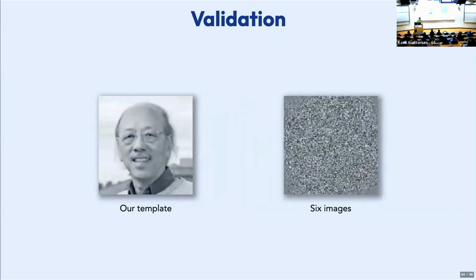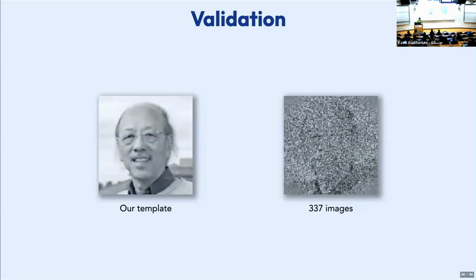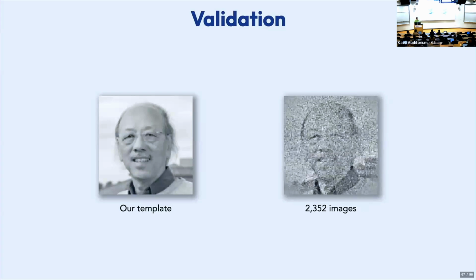That's one image. Here's 6. Okay, that's still noise. Here's 48. Still pretty noisy. Here's 337. Okay? This, I'm not joking. This is random noise that I generated and lined up. You can start to see the collar of Waz's shirt, maybe his glasses. Here's 2,000. Okay? That's pretty convincing. Here's 16,000. In a CryoEM data set, 16,000 images is not very many.